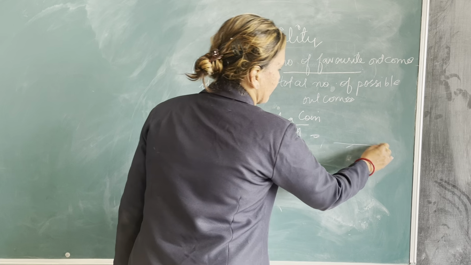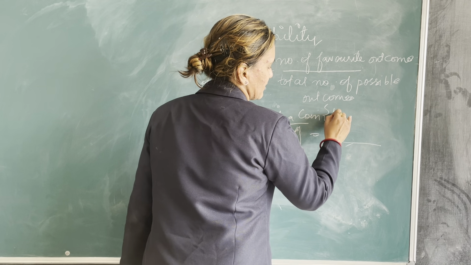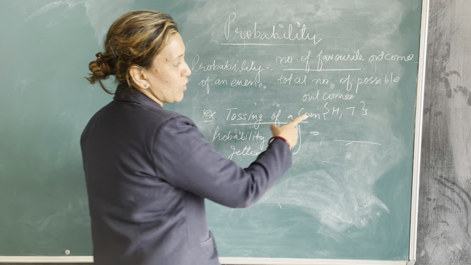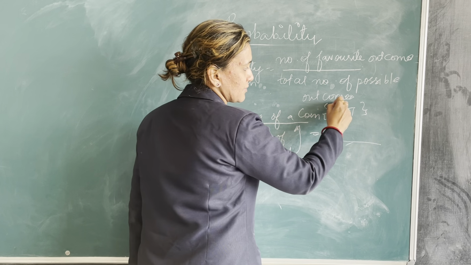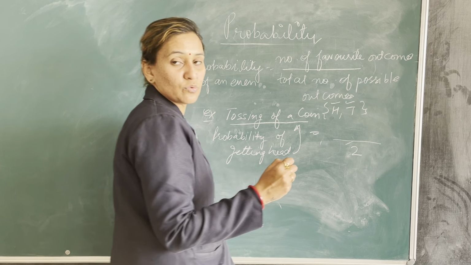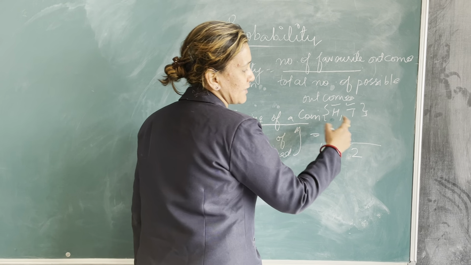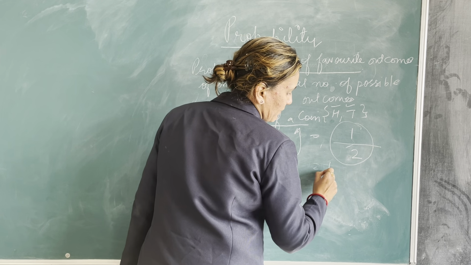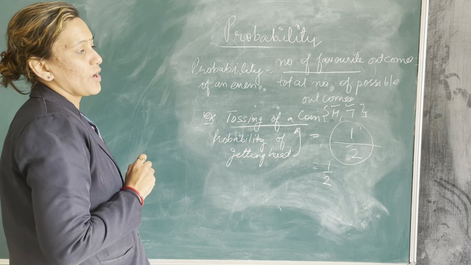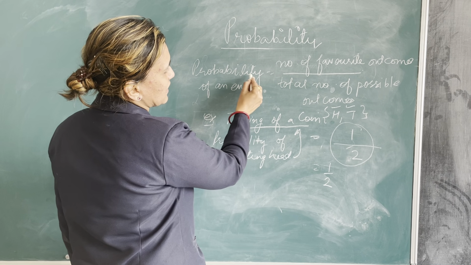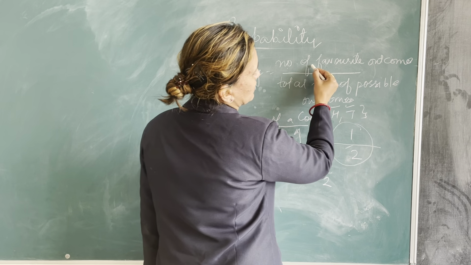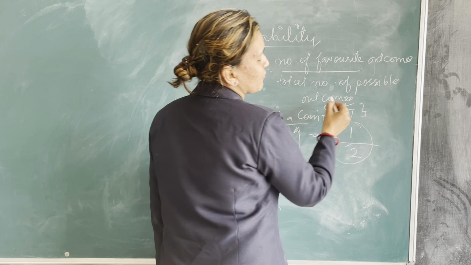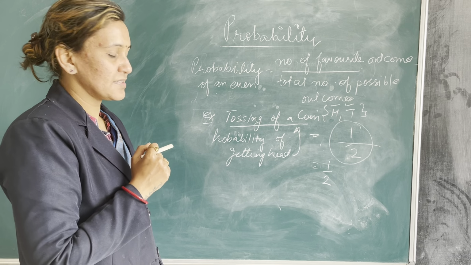When I toss a coin, there are only 2 possible outcomes, head and tail. So what are the total outcomes? 1 and 2, right? The total outcomes are 2. And what is the probability of getting head? That is only 1 time. So what is my probability? That is 1 by 2. I hope you have understood. So the probability of any event is equal to the number of favorable outcomes divided by the total number of possible outcomes. Is that clear to everyone?